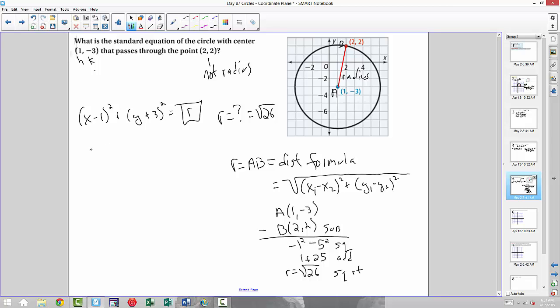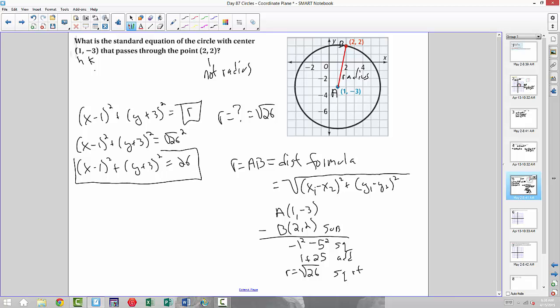So my standard form of equation will be x minus 1 squared plus y plus 3 squared equals r, which is square root 26 squared. You gotta simplify further because the square root of 26 squared is just 26. And there's my standard form of equation of a circle.